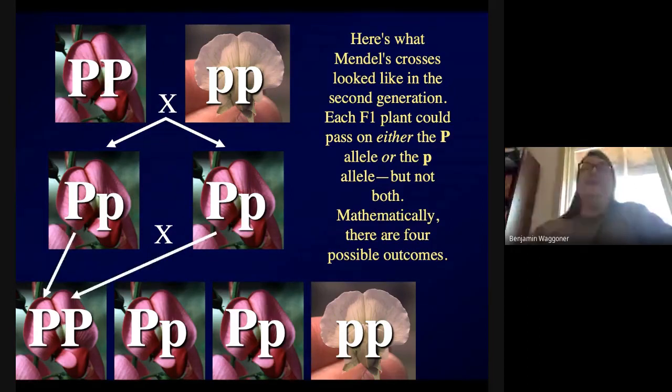Some of the F2 plants just happen to get a big P from mom and a little p from dad, and they end up homozygous for the dominant allele. They end up with two copies of that big P dominant purple flower allele. Some of those plants could get a big P from mom and a little p from dad. They're going to look purple, but they will be heterozygous.